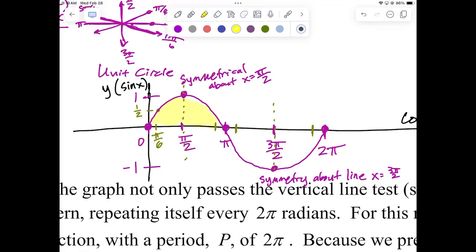This lobe here and this lobe here, although my bottom one seems to be a little bit bigger, the two lobes, we'll call those lobes, are equal in area. That kind of gets into a calculus aspect. We study that in calculus. But it should be perfectly symmetrical.